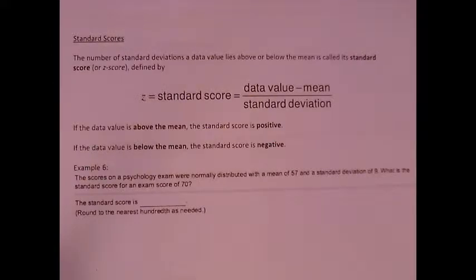Now, if the data value is above the mean, the standard score is going to be positive. If the data value is below the mean, then your standard score will be negative. Okay? So, in example 6, the scores on a psychology exam were normally distributed with a mean of 57 and a standard deviation of 9. What is the standard score for an exam score of 70?